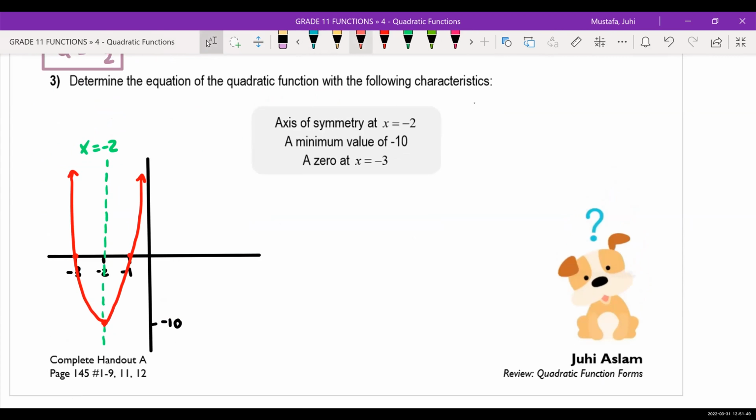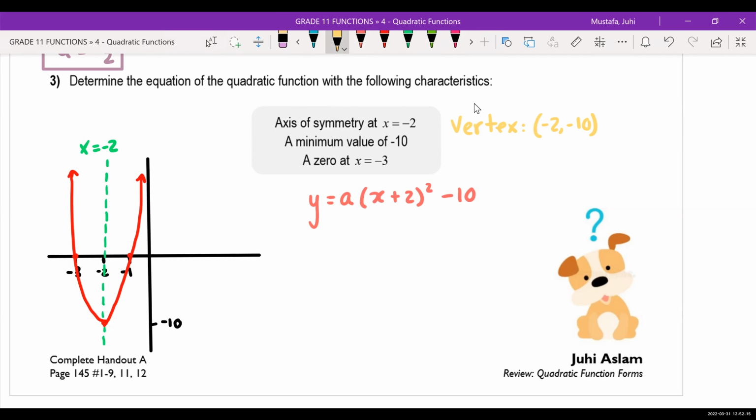Okay, so we begin with y is equal to the letter a. And I know my vertex is going to be, I'll just write it on the side over here. Our vertex for sure is -2, -10. That's really important information. That tells me inside of the bracket, it's going to be x plus 2 squared. And outside of the bracket, it's going to be -10.